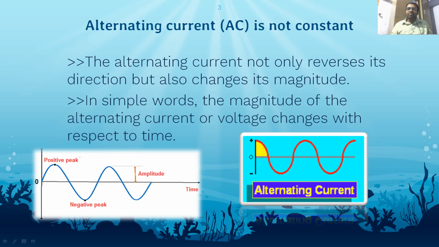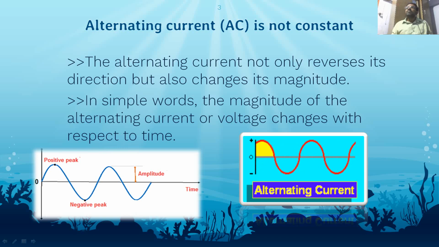Fully half cycle, right? So what is given? The alternating current not only reverses direction but also changes its magnitude. Okay, so magnitude, this zero to plus, zero to minus, this is the magnitude. Okay, so the height of zero to plus or zero to negative maximum is magnitude. So this magnitude is also subject to change because of the change of cycles with respect to time.